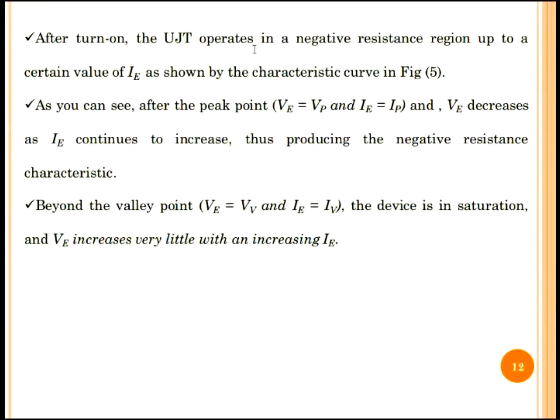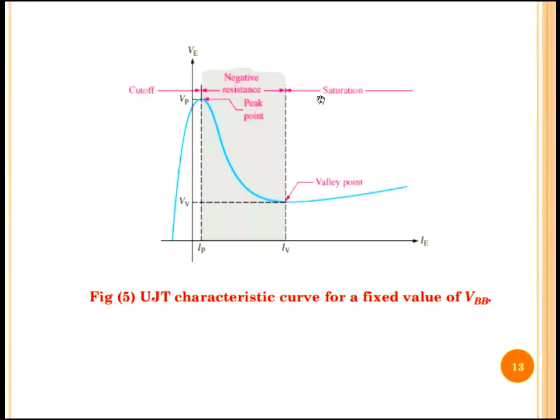After turn on, the UJT operates in the negative resistance region up to a certain value called IV, the valley point, shown in the IV characteristics. This we have seen in the previous case also, in the tunnel diodes. The diode operates in the negative resistance region, so the resistance value keeps decreasing until the valley point. After that, it starts increasing again.